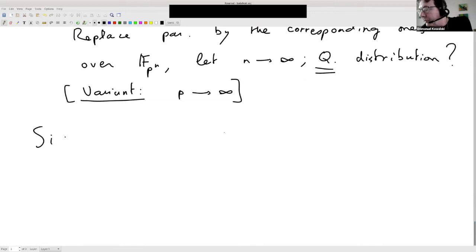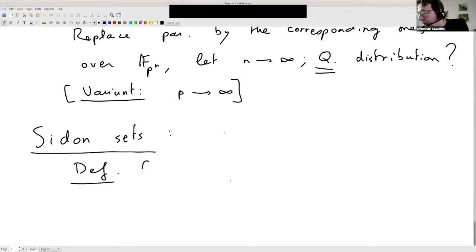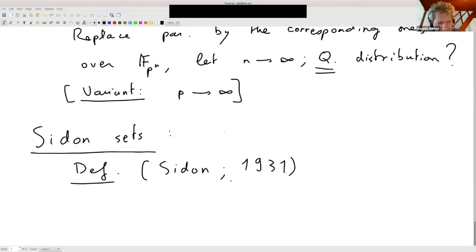Now let's go to Sidon sets. So this is a very simple looking definition, which goes back to Sidon. Actually, maybe I'm mispronouncing the word. So Sidon was a Hungarian mathematician. And in a paper in 19... Okay, I think it's one of the easier Hungarian names to pronounce.